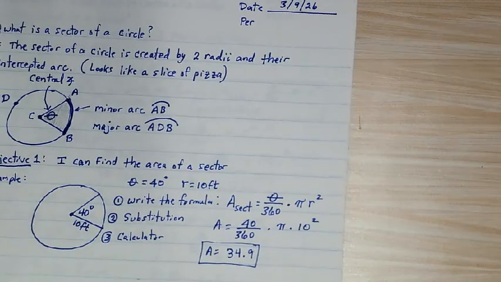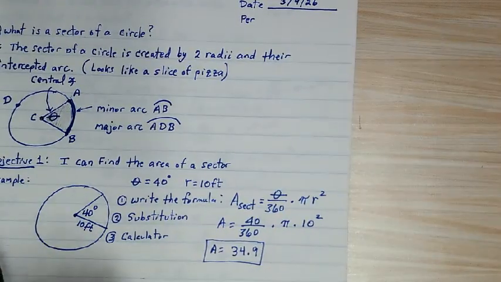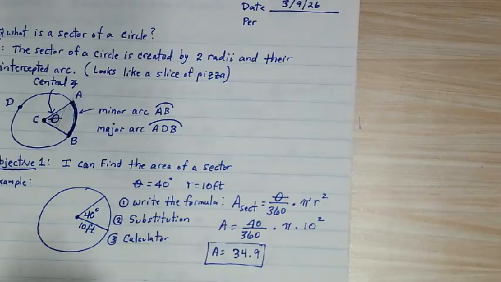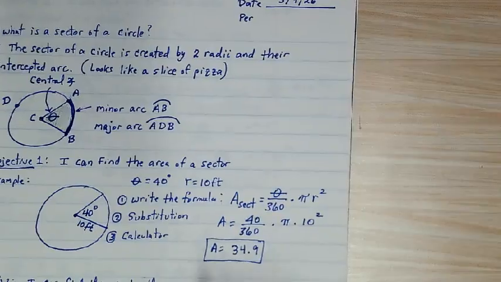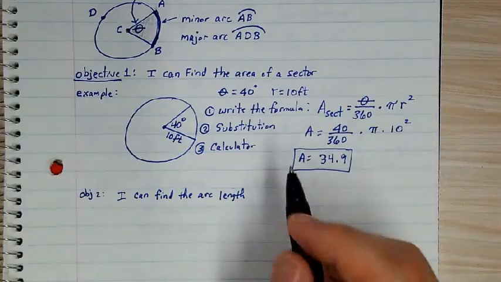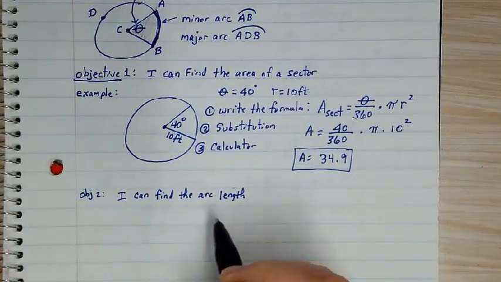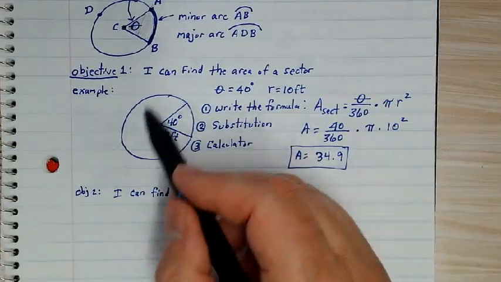Let's finish the next objective, objective number 2. In student-friendly language, I can find the arc length. And it goes a little something like this. We're going to use the example from the same problem we just did, but now we're going to find the arc length.